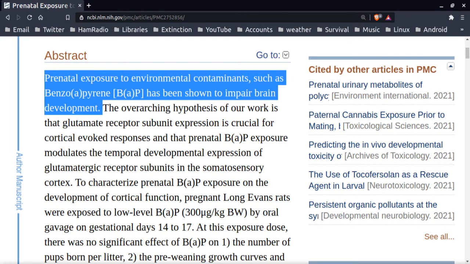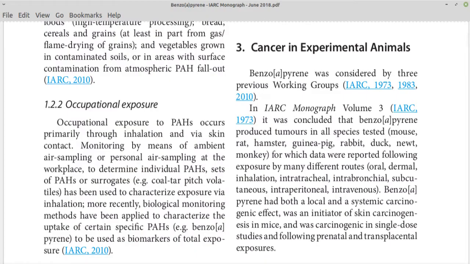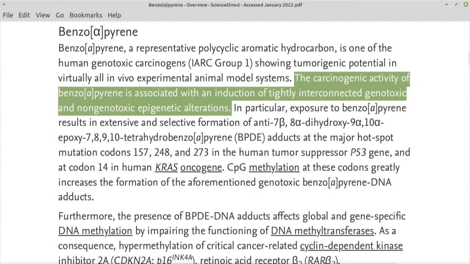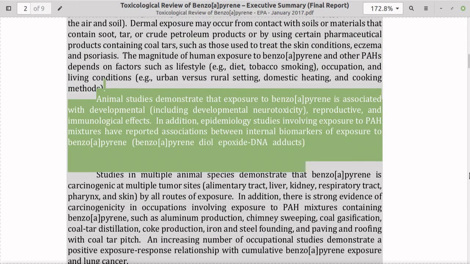Benzo[a]pyrene. Benzo[a]pyrene is a neurotoxin. That is, it kills brain cells. Studies on animals show that it is a genotoxic, cancer-inducing carcinogen. In addition to causing cancer, damaging DNA, and killing brain cells, benzo[a]pyrene impairs reproduction and causes birth defects.